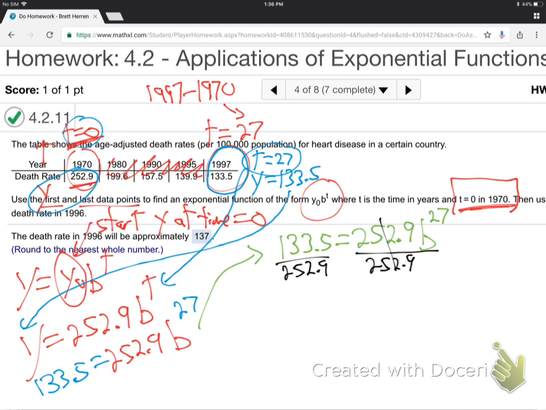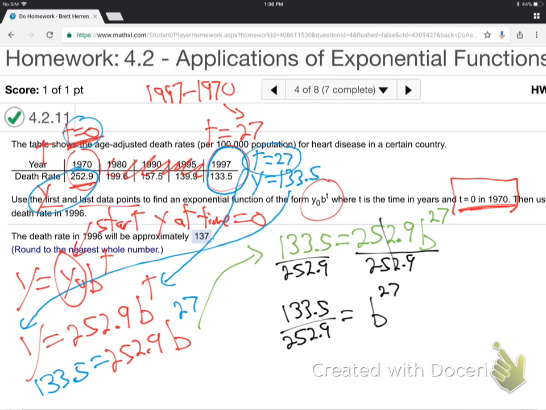All right, so we get this: 133.5 over 252.9 equals b to the 27. Good so far? Now, how do I make that into regular b? How do I get rid of that 27 power? Do I have to log it again? No. You know that log thing I showed you last time? That was fine, but there's an easier way. We're going to do those with a graphing calculator. That's easier than doing the log thing. But anyway, how do you get rid of that 27? Not a log thing.